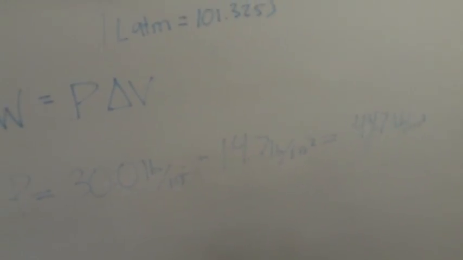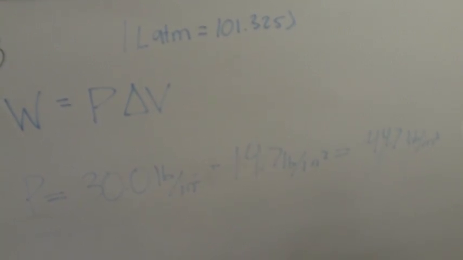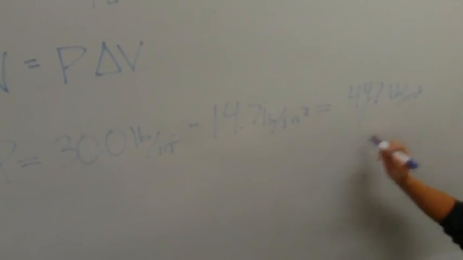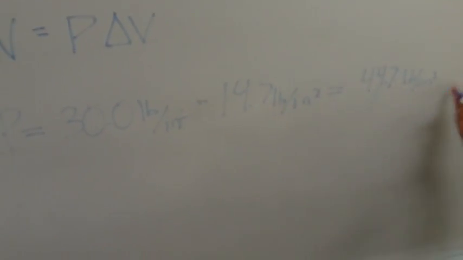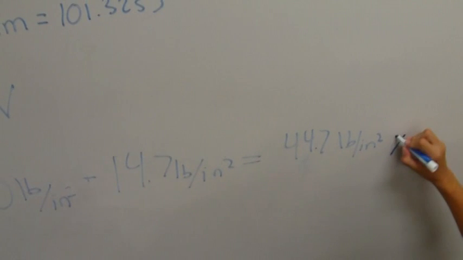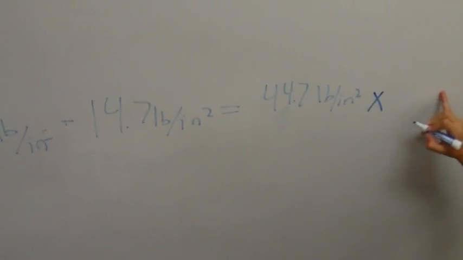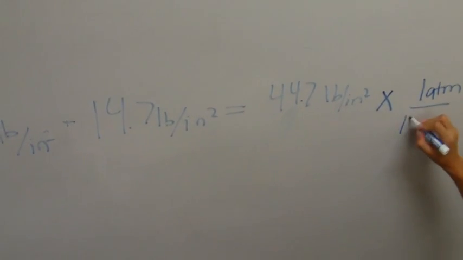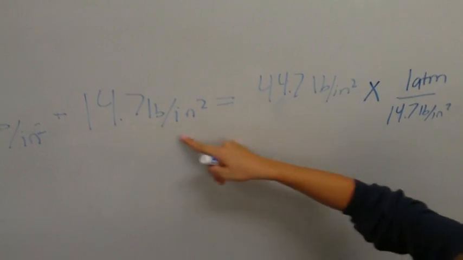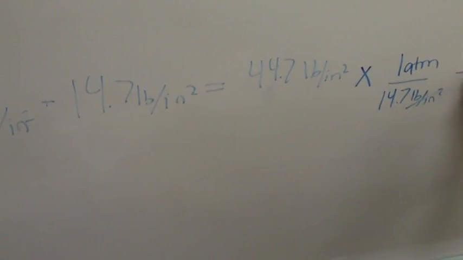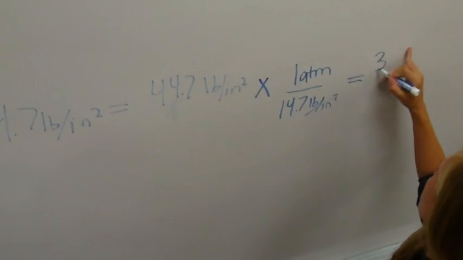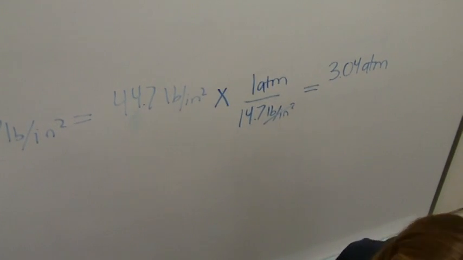But first we need to get it into ATMs. So we have 44.7 pounds per inches squared, and they already told us that this was the atmospheric pressure, so that's going to be 1 atmosphere. So we just use that again as our conversion factor. Okay, so then we're going to do 1 ATM is equal to 14.7 pounds per inches squared. So those cross out. Now we have our pressure in atmospheres, and that comes out to 3.04 atm. That's our final pressure, P.